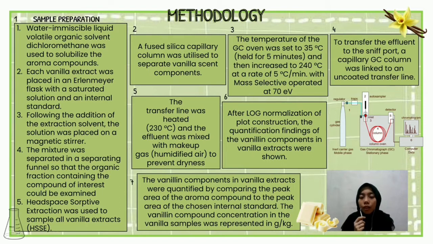The temperature of the gas chromatography oven was set to 35 degrees Celsius and heated up, with the mass selective detector operated at 70 electron volts. A capillary gas chromatography column was linked to an uncoated transfer line. The transfer line was heated up and mixed with humidified air to prevent dryness. The quantification of the vanillin component was done by comparing the peak area of the aroma compound to the peak area of the chosen internal standard.